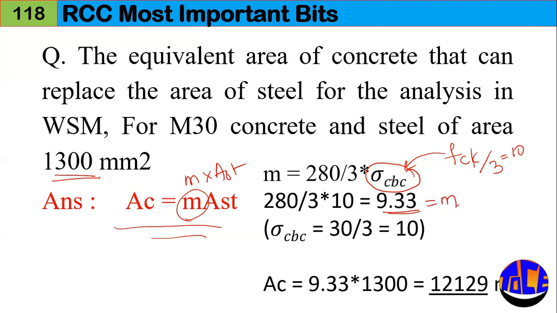So remember, you can get the sigma CBC values by dividing the concrete grade by 3. If you remember, we have discussed the partial safety factors for the working stress method also, right? For the working stress method, the partial safety factors are 3 for concrete and 1.78 for steel. So this 3 is nothing but your partial safety factor. Therefore, the equivalent area of concrete will be 9.33 into the area of steel, that is 1300. So it will be 12,129. 12,129 is the correct answer.